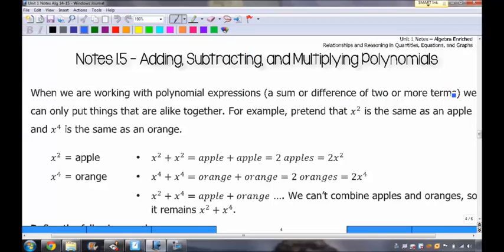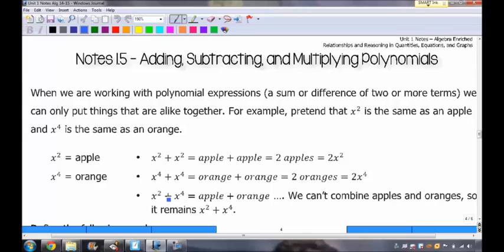We can only put things that are alike together. So for example, pretend that x squared is the same as an apple and x to the fourth is the same as an orange, okay? So I can say that x squared plus x squared means I have an apple and an apple, which is two apples. So I can say that it's 2x squared, okay? And if I have x to the fourth plus x to the fourth, I can say that's the same thing as an orange and an orange, so I've really got two oranges, so this is 2x to the fourth power.